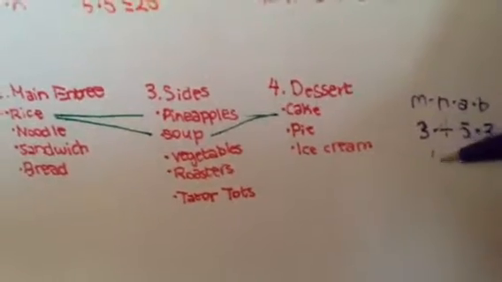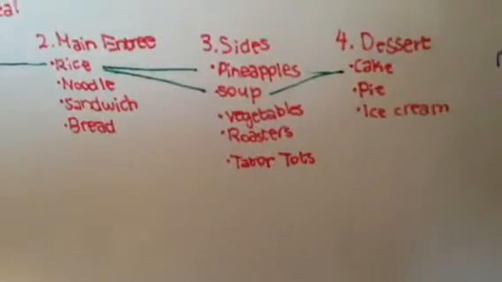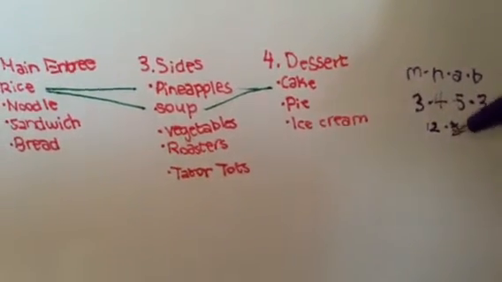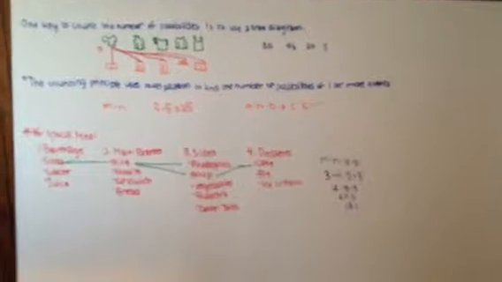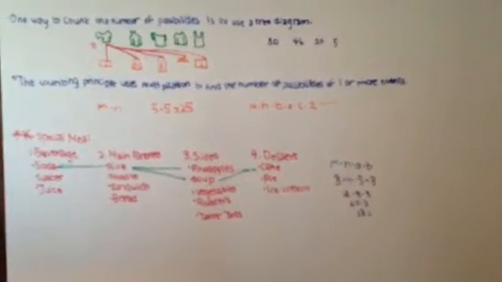So now I just have to multiply them. Simple. So 3 times 4 is 12, and 12 times 5 times 3. 12 times 5 is 60, and 60 times 3 is 180. That's how you actually calculate and use the fundamental counting principle to count the number of possibilities an event can have. So rather than using a tree diagram, let's try to use the fundamental counting principle. Good luck.